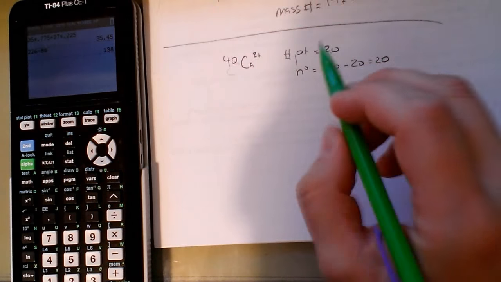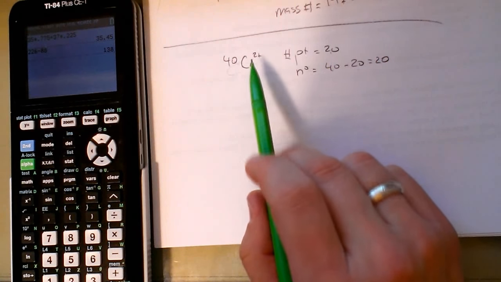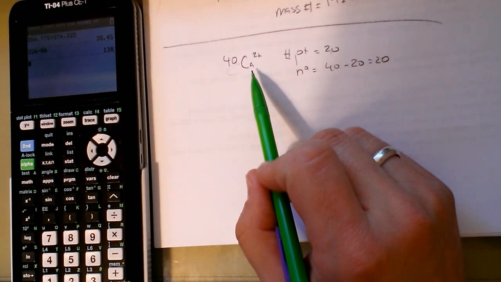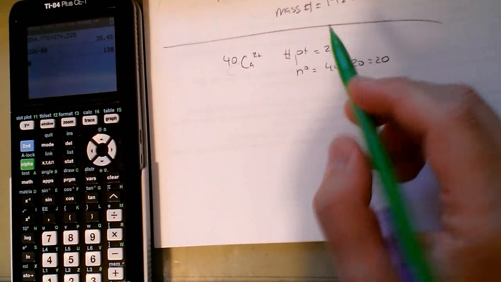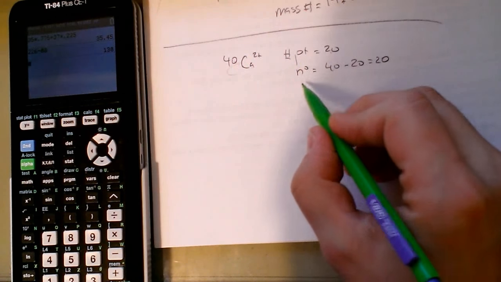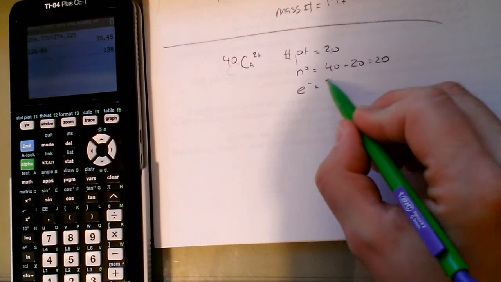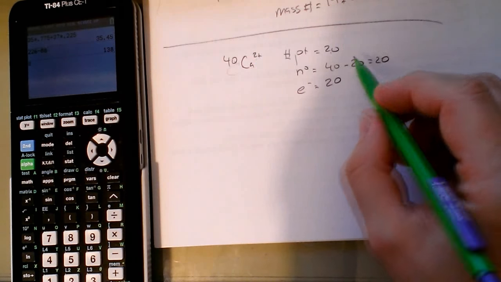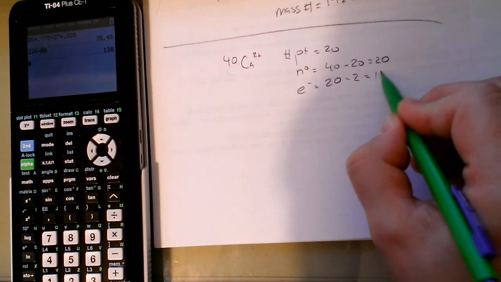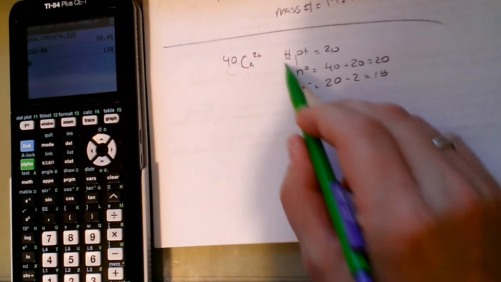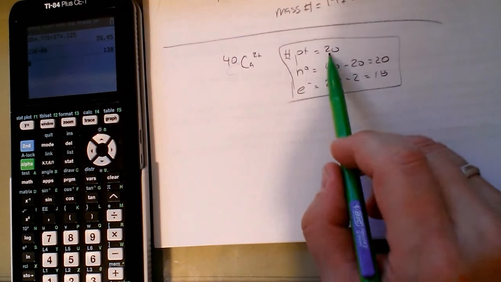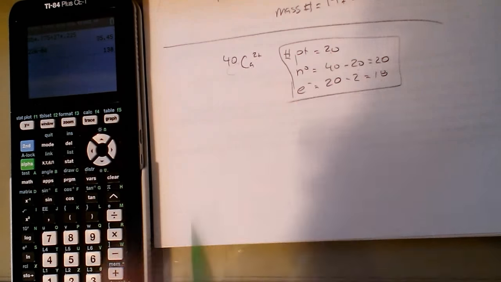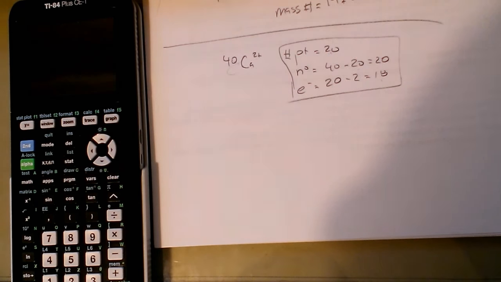The number of neutrons in the calcium-40 2+ ion is 20. And the number of electrons would be equal to the number of protons. Since it has more protons than electrons, we have to subtract that to show us that it has 18 electrons. 20 protons and 18 electrons would give it a positive 2 charge. That's the end of that problem.